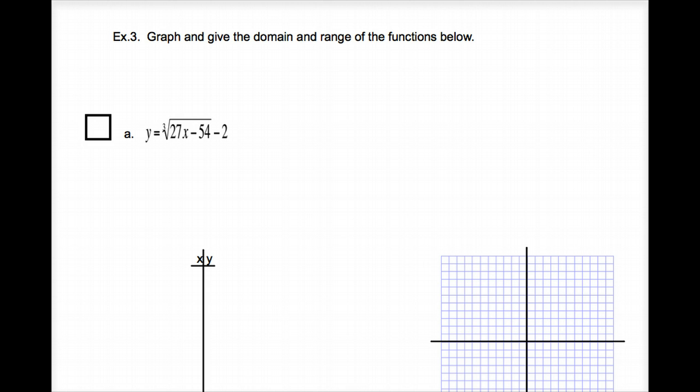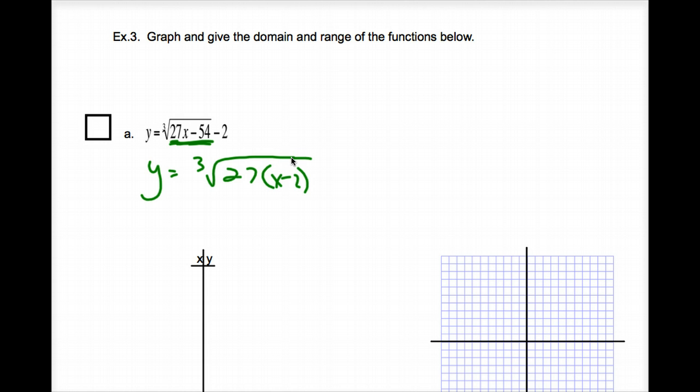Okay, we're not going to graph all these here. I'm just going to go through what we're looking for. This one, you might look at and say, oh, we go 54 to the right. But that's not true because of this 27 right here. If it was just x minus 54, you would go 54 right. So when you have a number in front, what you need to do is factor that number out. So I'm going to factor out a 27 from this expression right here.